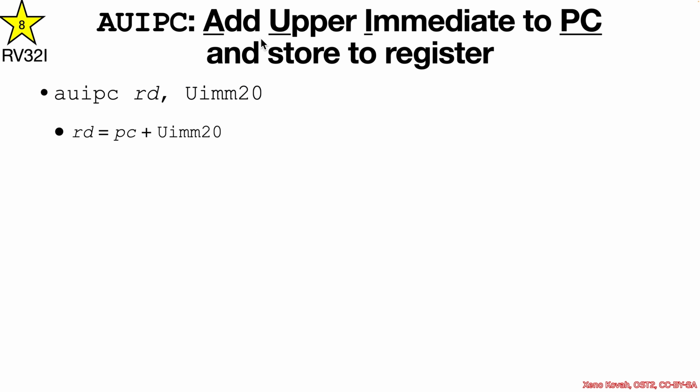So this is add upper immediate to PC and store to register. I'm going to pronounce that like oui PC, the French oui PC. All right, so oui PC. This adds this upper 20-bit immediate to the program counter PC. That's just hard-coded; add upper immediate to PC is part of its name. So it's going to add the immediate to PC and store it into register destination.